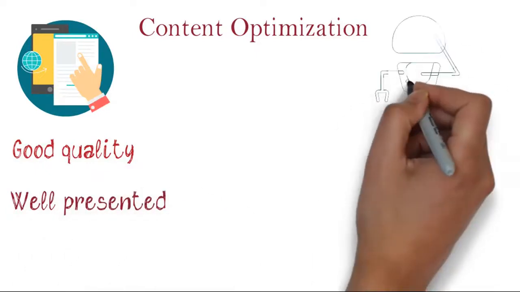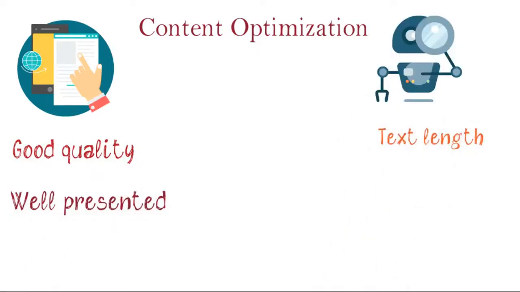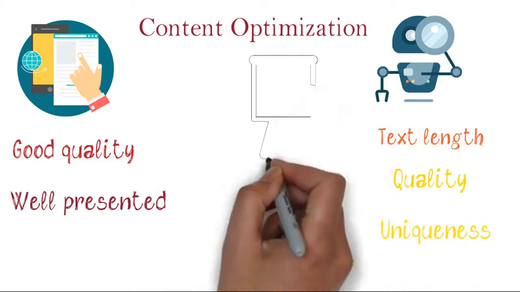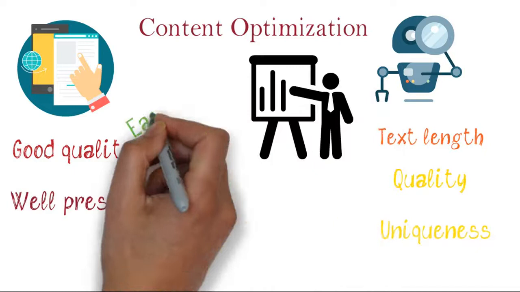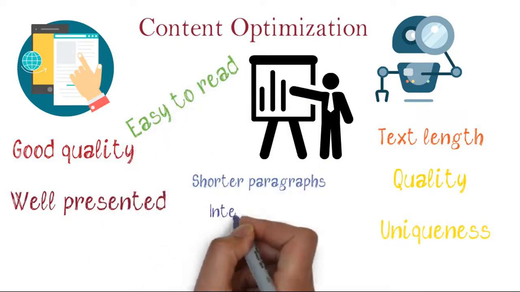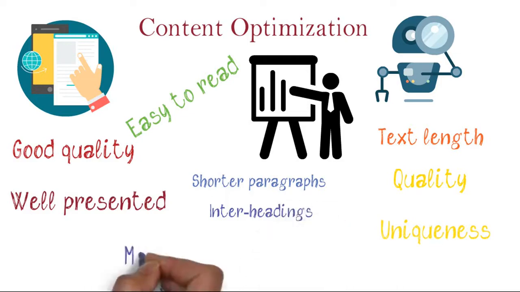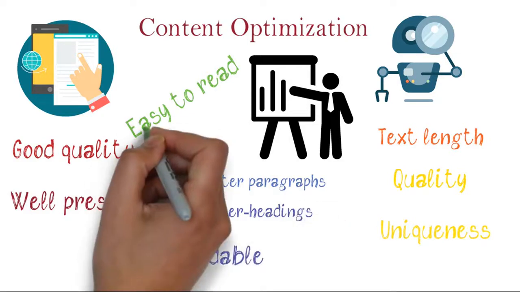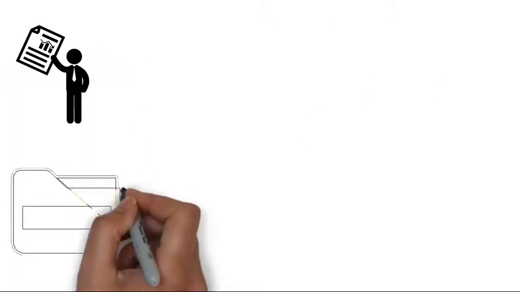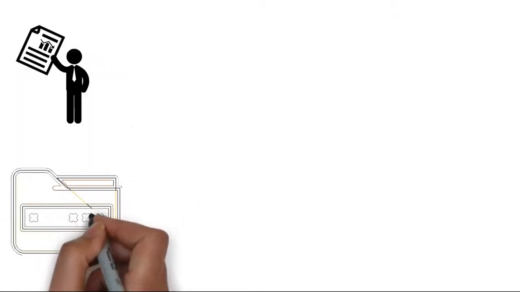Content optimization. It is very important that the content of the site is of good quality and well presented. This means paying attention to text length, quality and uniqueness. In addition, it needs to be presented properly, which means that it is as easy to read as possible. It is advisable to have shorter paragraphs and subheadings to make the content more readable and easier to read.